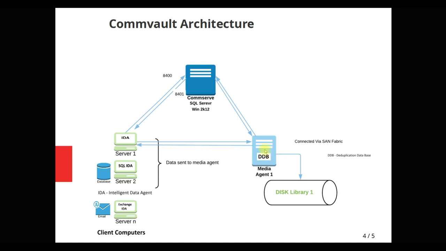And finally, we have the client computers. Our client computers can be laptops, data center servers, or EC2 instances, hosting databases, email servers, Exchange, SharePoint, or any application servers. All of these components can be backed up by installing a Commvault client software called IDA or Intelligent Data Agent. For example, if you have got an Exchange server, to perform backup of Exchange server, you need to install Exchange IDA in that server. After installing the respective IDA, we can perform backup of that particular client computer.